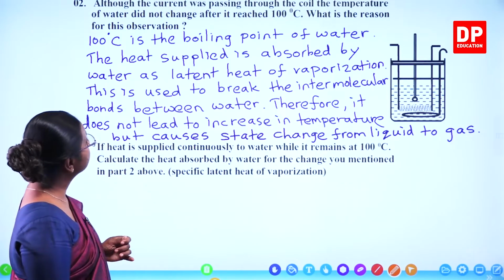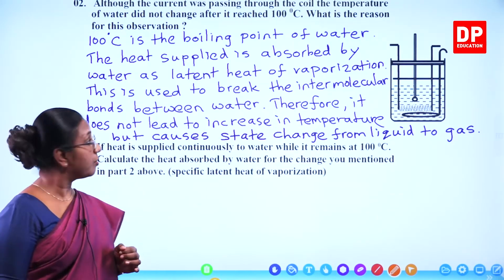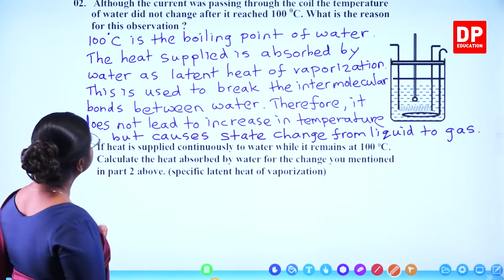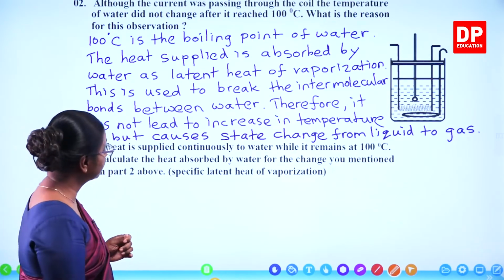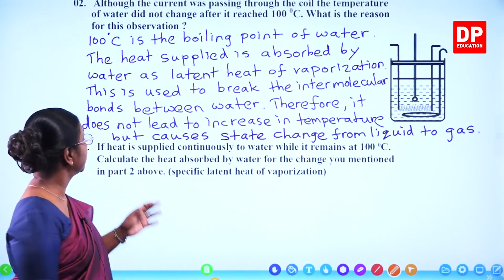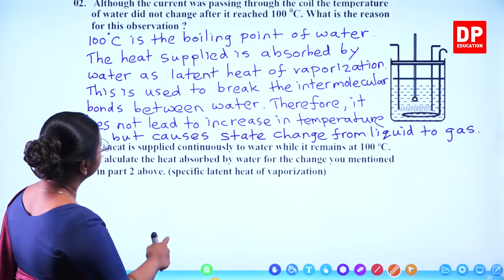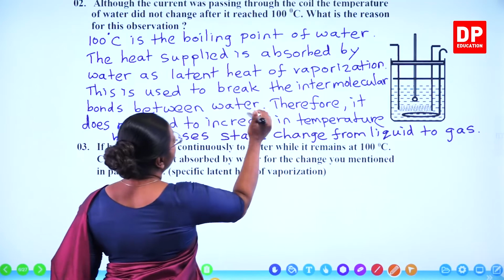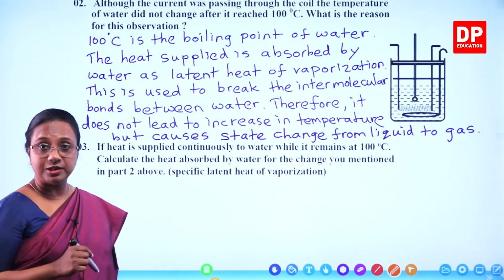100 degrees Celsius is the boiling point of water. The heat supplied is absorbed by water as the latent heat of vaporization. This is used to break the intermolecular bonds between water molecules. Therefore, it does not lead to an increase in temperature but causes a state change from liquid to gas. So here it is the intermolecular bonds between water. It is better if you can write it as water molecules also.